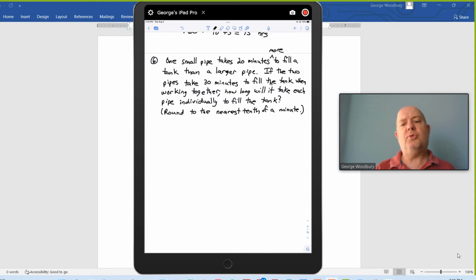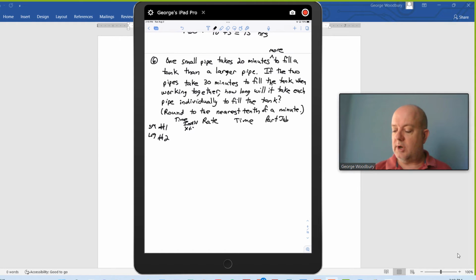So I'm going to do just a slight change on the table here. So we've got pipe number 1 and pipe number 2. And in addition to the rate, the time, and the part of the job completed, I'm going to add in the time individually. So pipe 1, I'm going to let that be the smaller pipe. It takes 20 minutes more than the larger pipe.